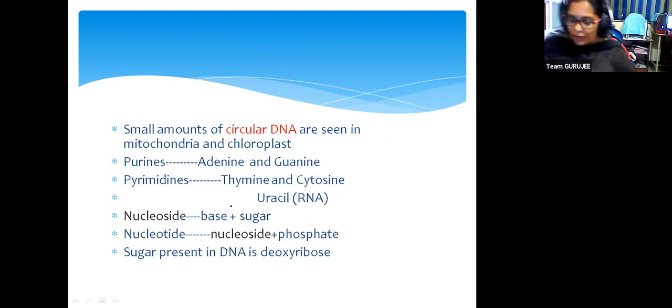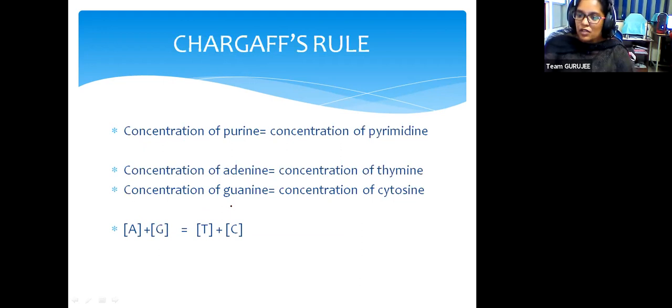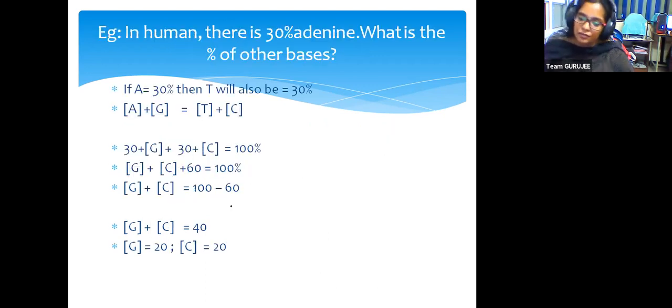Okay, next, purine and pyrimidine we have already seen. This is Chargaff's rule. The concentration of purine is equal to the concentration of pyrimidine. The concentration of adenine will be equal to the concentration of thymine. Likewise, the concentration of guanine will be equal to the concentration of cytosine.